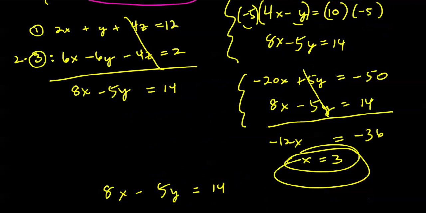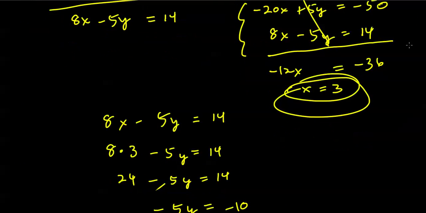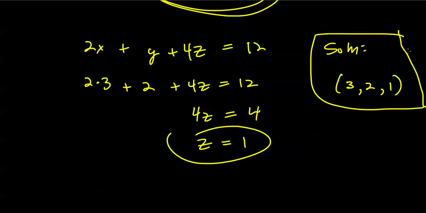Alright, so again, in wide strokes, we take our original system, reduce it to a 2 by 2, solve the resulting 2 by 2, and then put those values into any of the original equations to solve for the missing third variable.